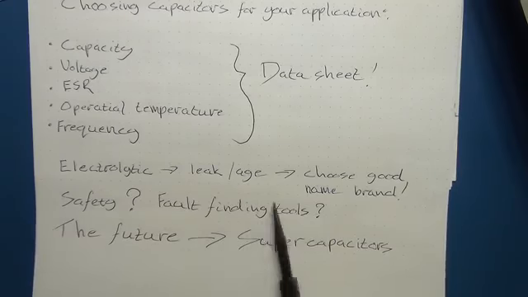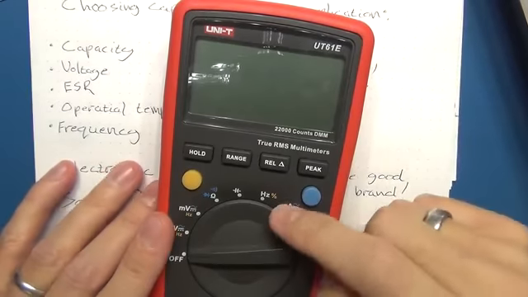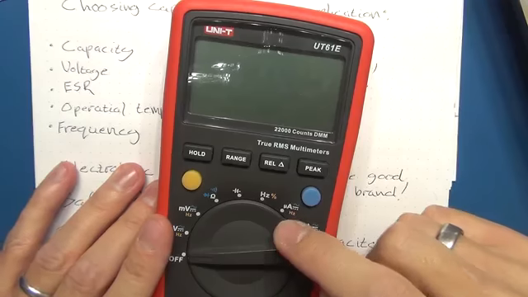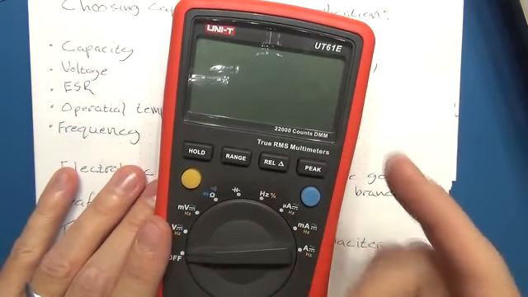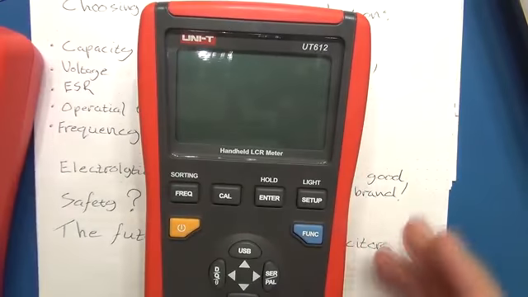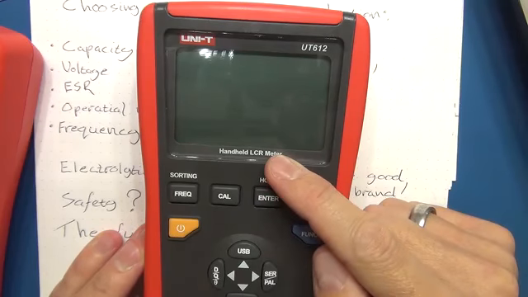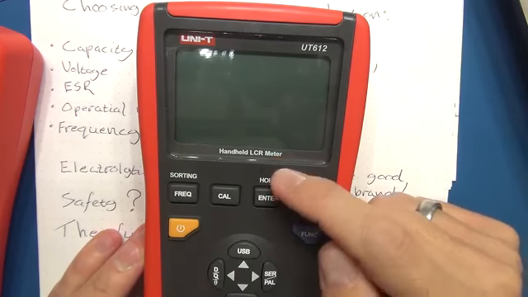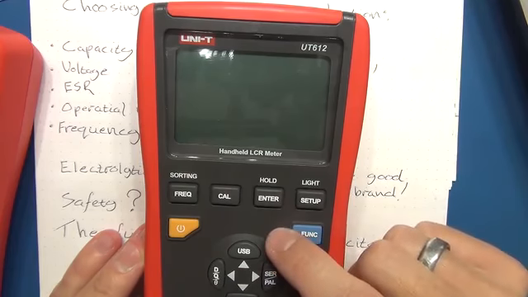Now in terms of fault finding tools, as I said, you can measure capacitance value with a multimeter, but for the most part it is going to be using DC, and as you realize, capacitance value can change with frequency. So if you want to measure correct capacitance value, ideally you need to have an LCR meter. Now this LCR meter does do ESR as well. Now why do I mention ESR?